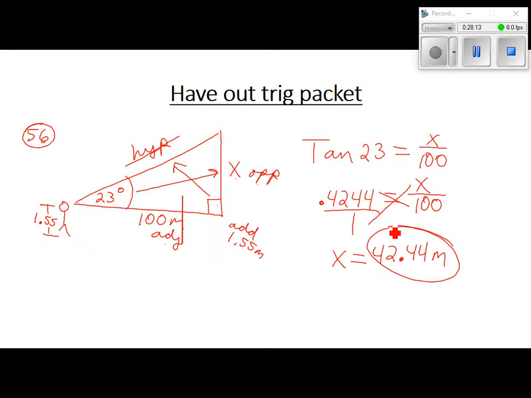Does it make sense for the building to be about 42 meters tall? We have to add that one. Oh, so are we finished? Oh, no. We've got to add the 1.55, don't we? So what do we do to get our answer? 42.44 plus that. What is it? 43.99. So it's almost how much? 44 meters.